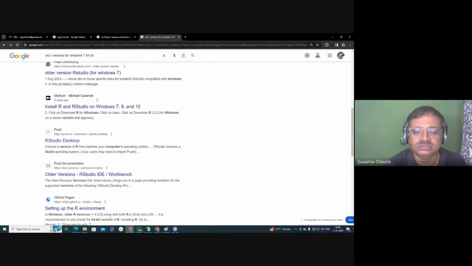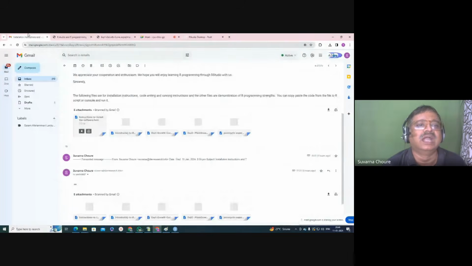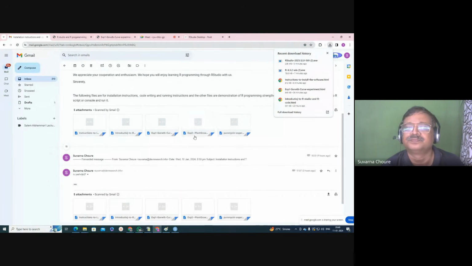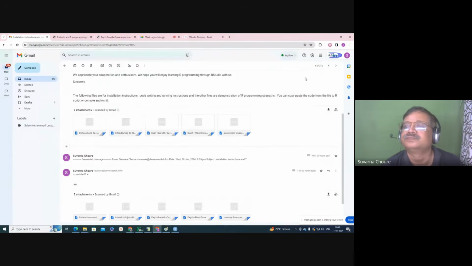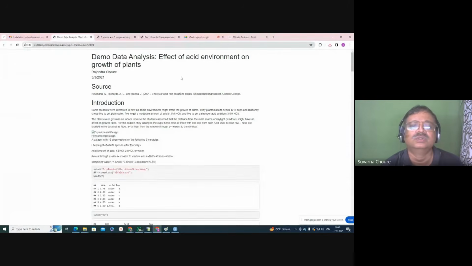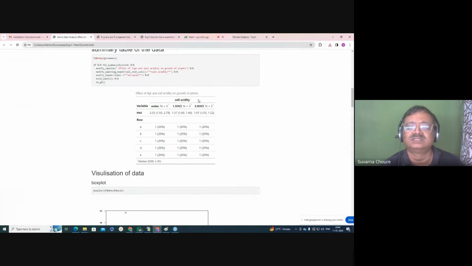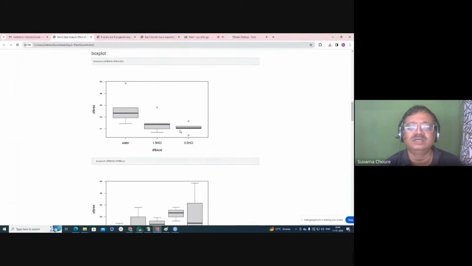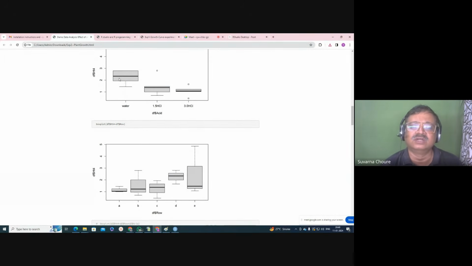These are the files I actually shared with you. Experiment plant growth. This HTML file I shared with you. I will open this file to show you how that works. Summary table, distributions. In water, growth is this much.